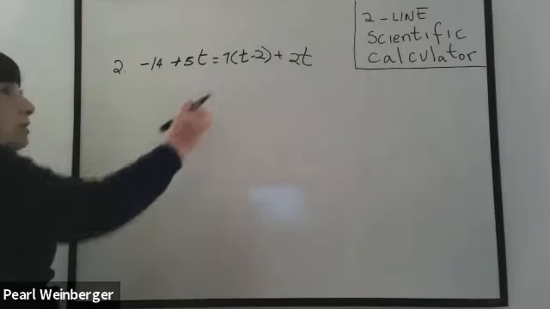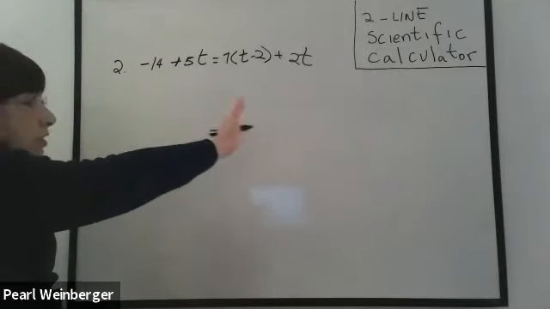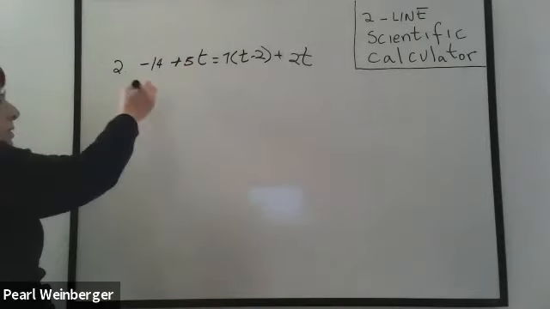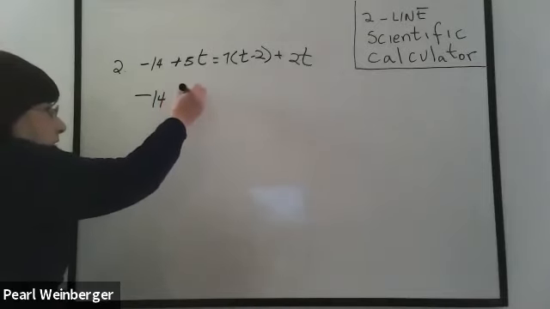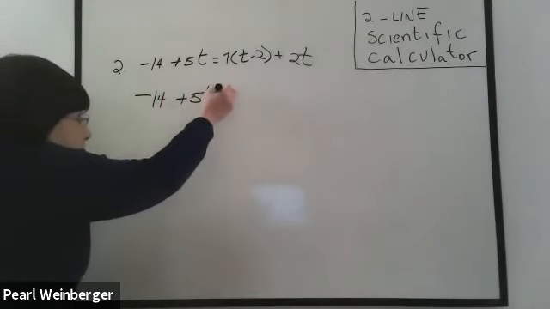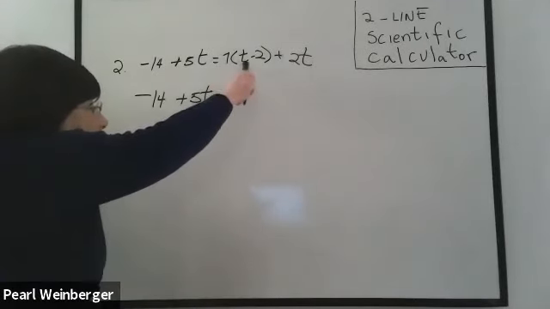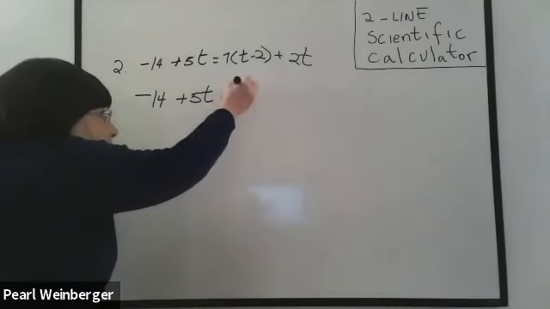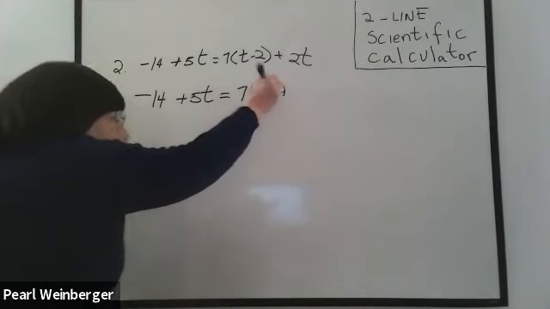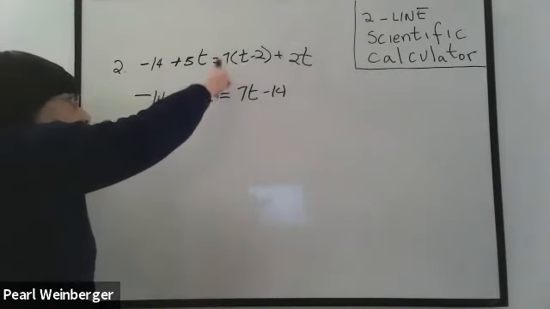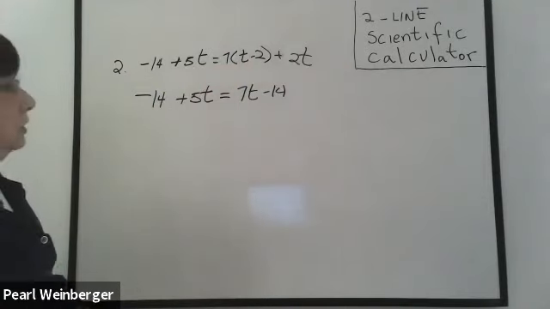Okay, so what I do in this case is I'm going to leave everything alone and just deal with the parentheses. I'm going to leave this as negative 14 plus 5t, because there's no parentheses here, equal, and now I come to my parentheses. I have 7 parentheses, t minus 2. That's going to give me 7t minus 14. Remember, with the distributive property, you have to multiply each item in the parentheses by the number that's outside.